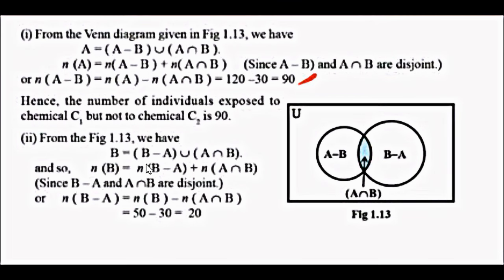Again for B, the same logic will be used. B is B minus A union A intersection B. We'll take n on both the sides. We will not take that minus of these two intersections. Why? Because these two are disjoint sets. You have to understand this Venn diagram very clearly, otherwise you will not be able to understand what I am speaking of. We'll not be adding it because these are disjoint. So let us take the value directly: n(B) is 50 and n(A intersection B) is 30. That will be 20. So your answer will be 20.